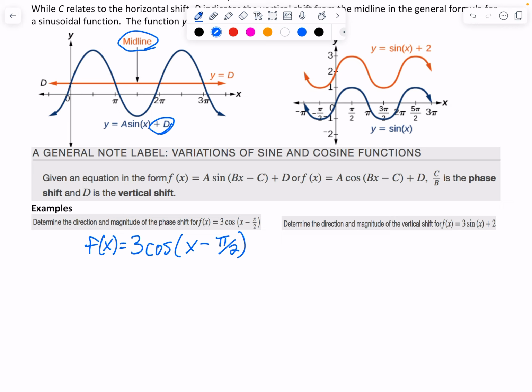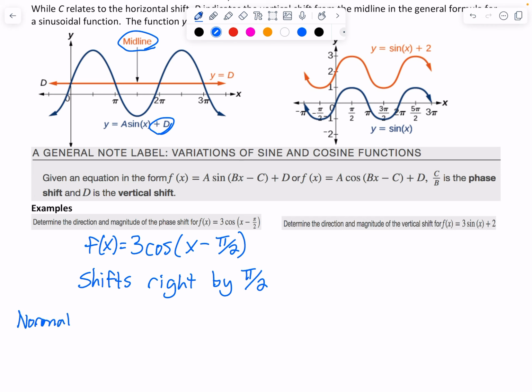Okay, they want the direction. So the direction would be it moves to the right, shifts, we should use the math word, shifts right by pi over 2. So I'm going to go ahead and show you how to move this around. Here's my normal.